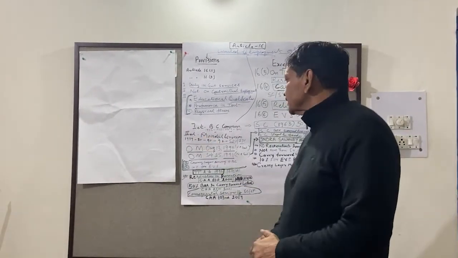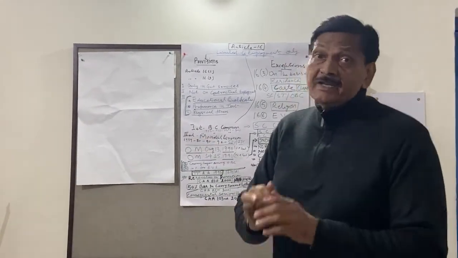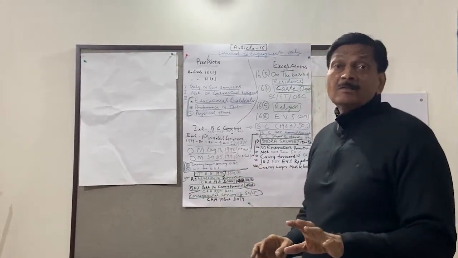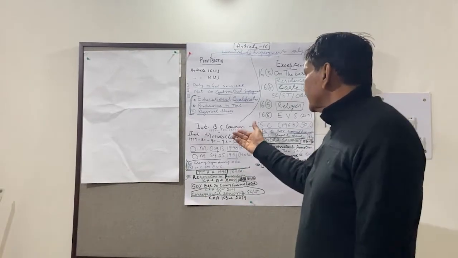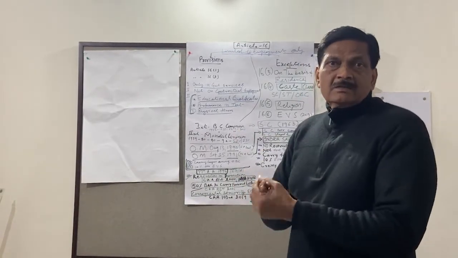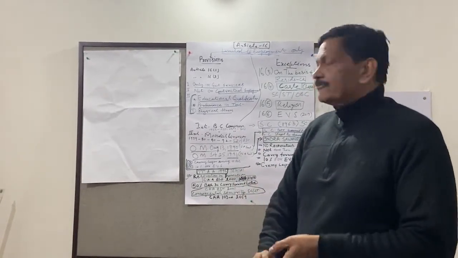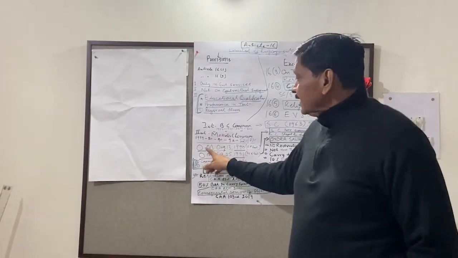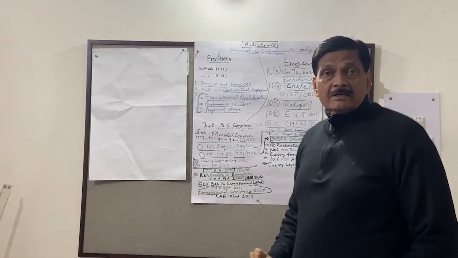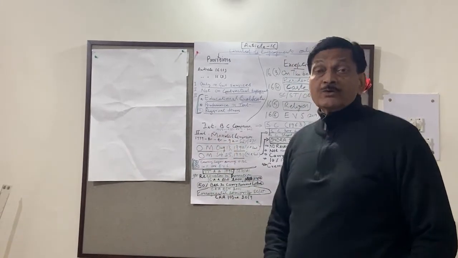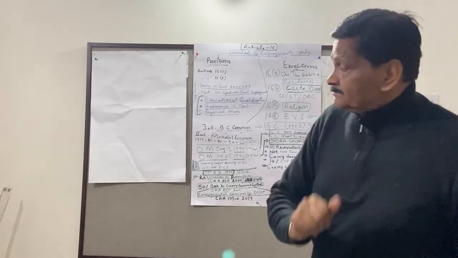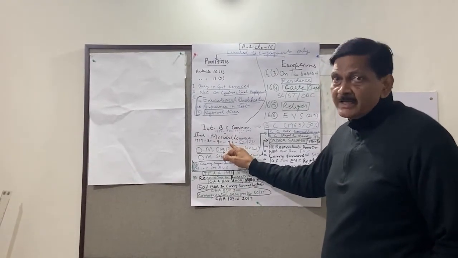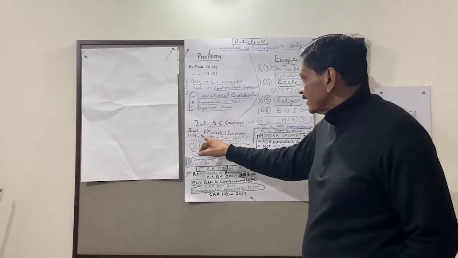Second backward class commission was appointed in 1979, and this commission is popularly known as Mandal Commission because it was headed by Mr. Mandal, parliamentarian from Bihar. The commission was appointed in 1979 and it gave its recommendations or submitted its report in 1980. For 10 years the commission kept lying without any implementation. No action was taken on this.